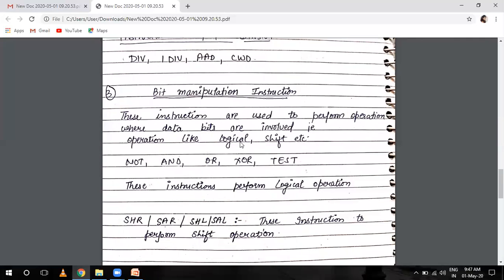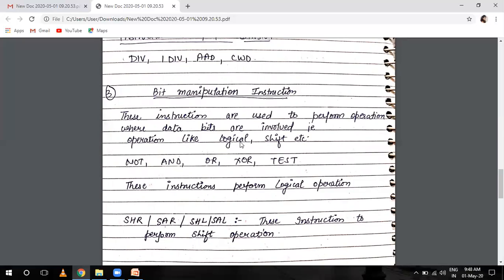What do we mean by NOT? NOT is used to invert each bit of a byte or a word. AND is used for ANDing each bit in a byte with the corresponding bit in another byte. OR is used for ORing each bit in a byte with the corresponding bit in another byte.